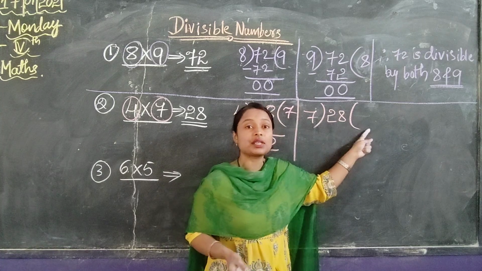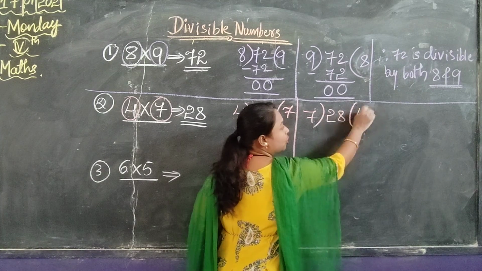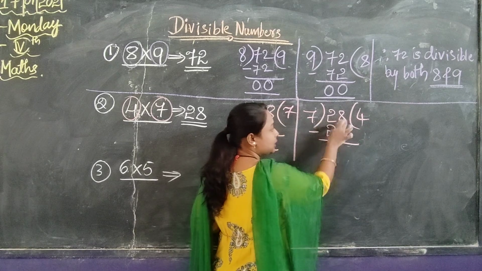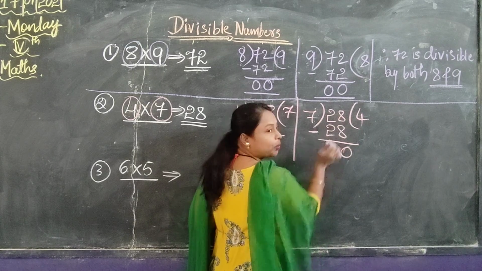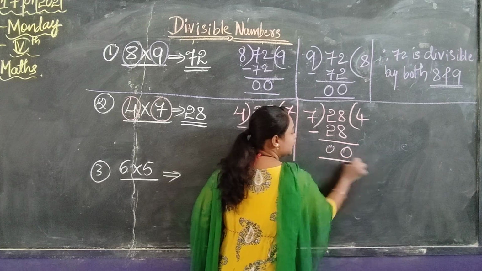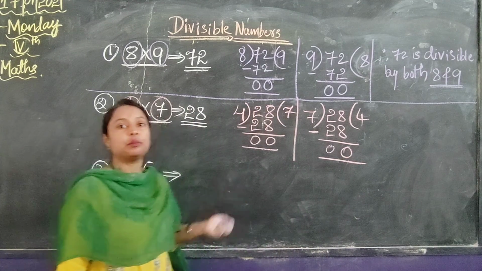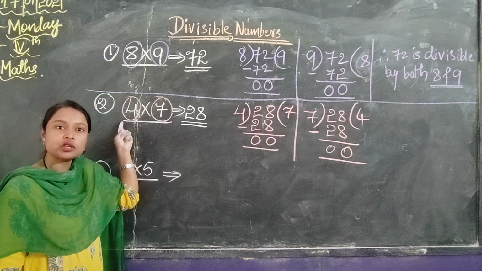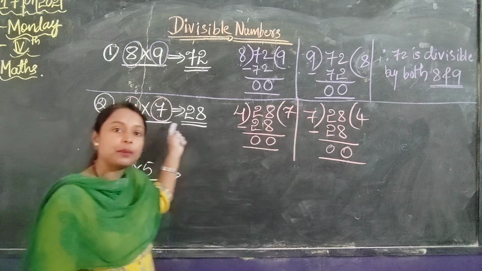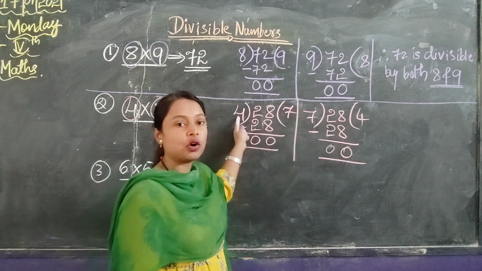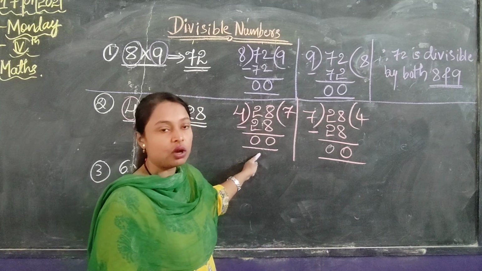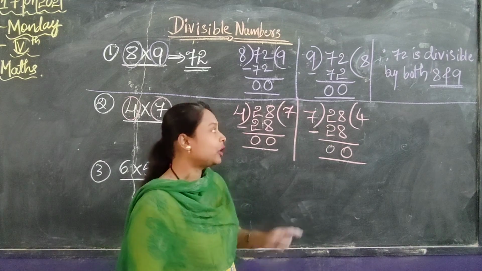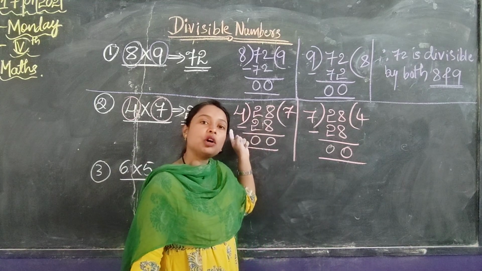So 7 fours are 28. 8 minus 8 is 0. 2 minus 2 is 0. Means this is also divisible. So 28 is divisible by 4 also, and 28 is divisible by 7 also. 28 by 4 is 0, 28 by 7 is also 0. Means 28 is divisible by both 4 and 7.